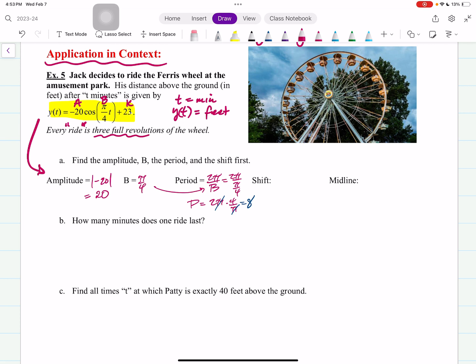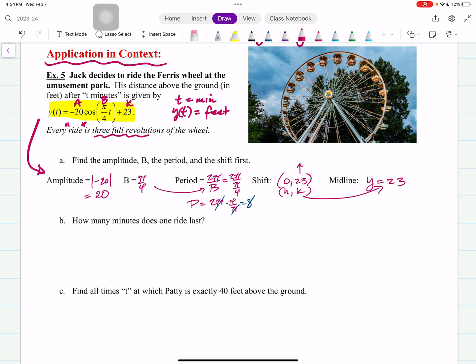Now the shift, as I said, there's no horizontal phase shift, but there is an upshift of 23 units. So my overall shift is 0, 23, or simply up 23. That tells me the midline, because the x-axis, which is typically the midline, if you shift everything up, well, guess what? The new midline is y equals 23, according to the function. So this value here gets translated over here.